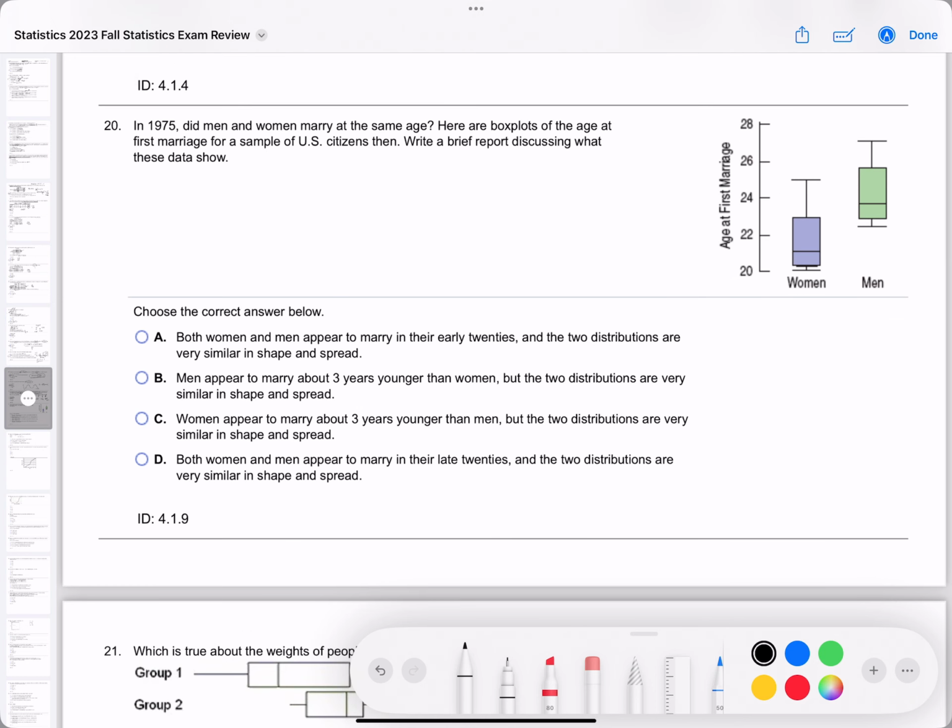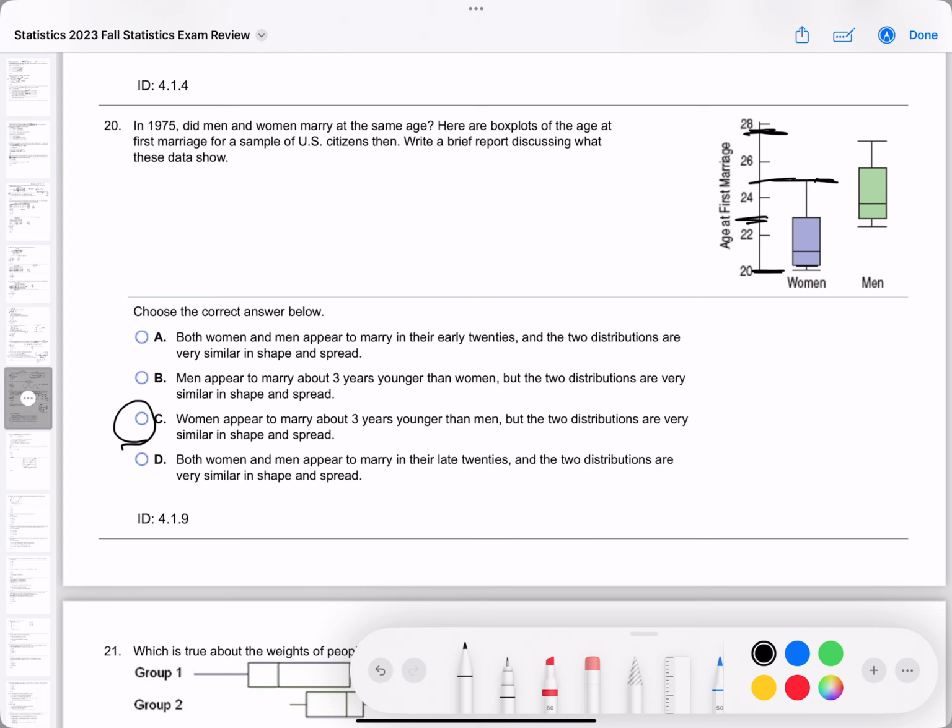For number 20, write a brief report. Looking at this, the answer for this one is C. It says women appear to marry 3 years younger than men. So you look here, you can see everything is like 20, and this is about 23 for the minimum. Look at the maximum, this is about 25, and this is almost 28, so that's 3 years. Everything looks like it's shifted down 3 years, literally.